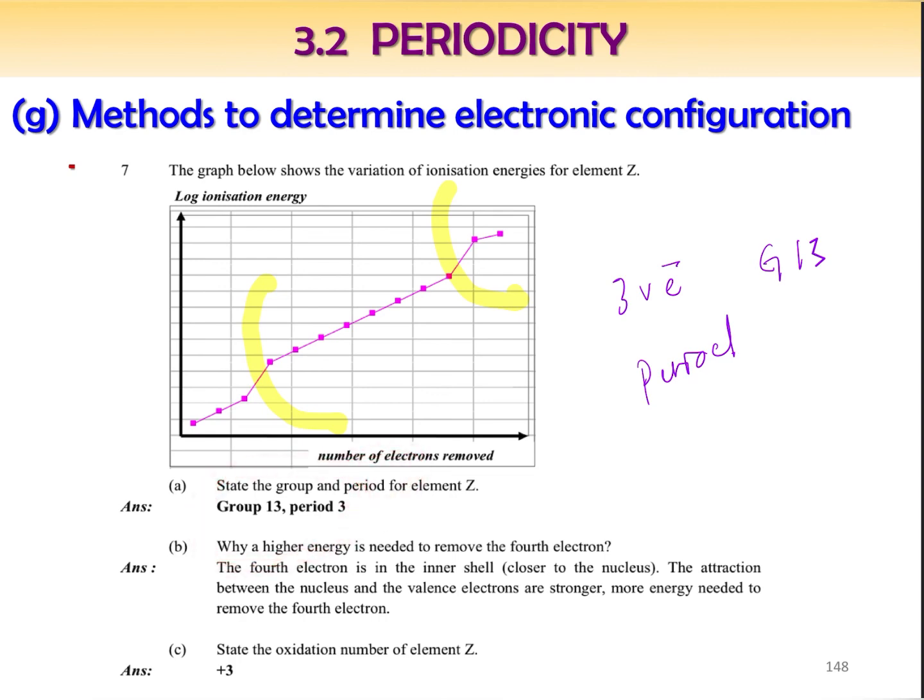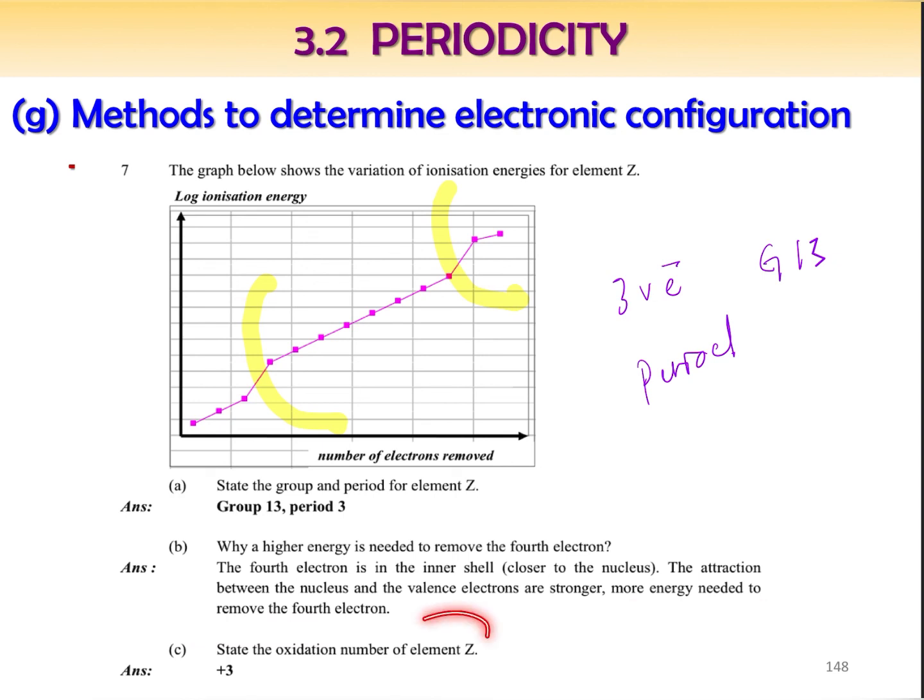So next, why higher energy is needed to remove the 4th electron? So explanation dia adalah the 4th electron is in inner shell. So inner shell lebih dekat dengan nucleus. So bila dia dekat dengan nucleus, what happened to the attraction? Attraction of the nucleus and the valence electron are stronger. That is why you need more energy, and it will give result to higher IE, right?